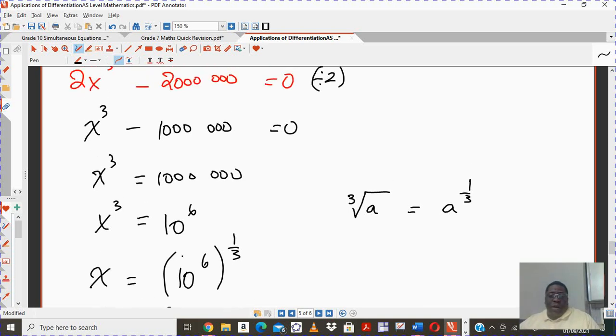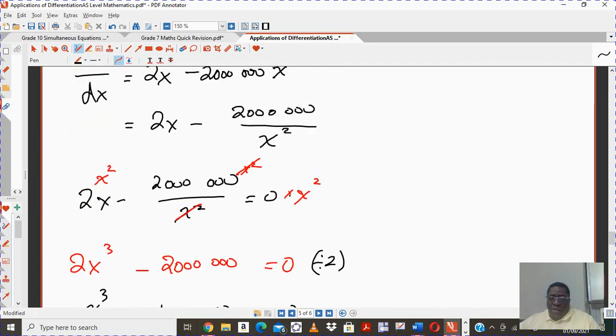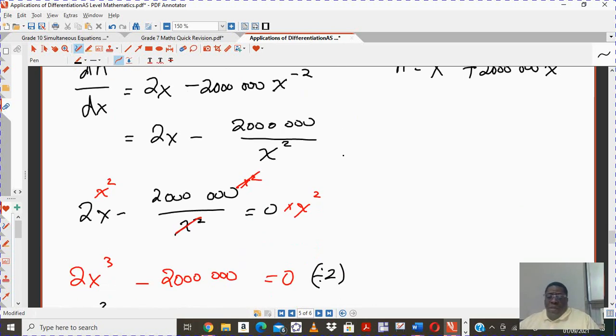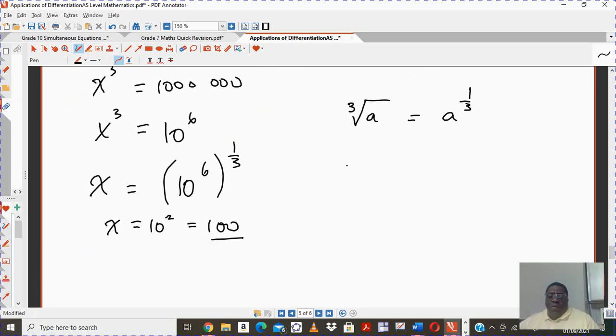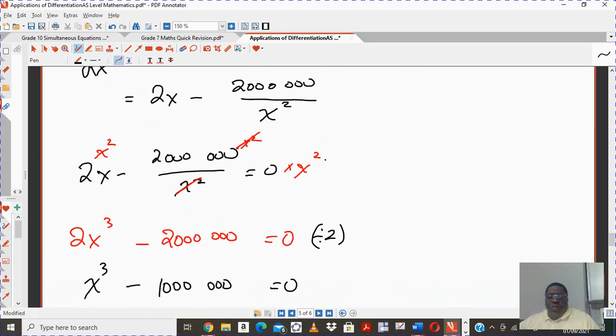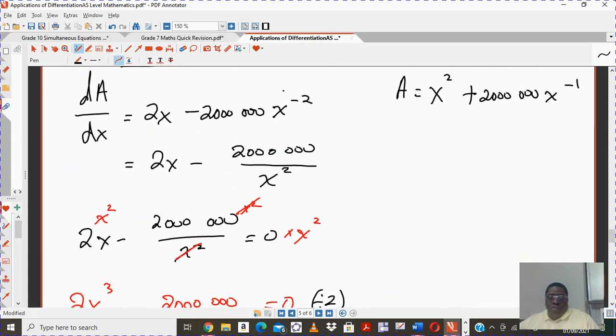Okay, so we now have determined the value of x. That's what they said. Find the value of x, so we have done that. Now there's a part that says show that this value of x gives a minimum value of A. So when we are told that it gives a minimum value of A, we need to differentiate to find the second derivative. So I'm just going to bring in this part, which was my dA/dx.